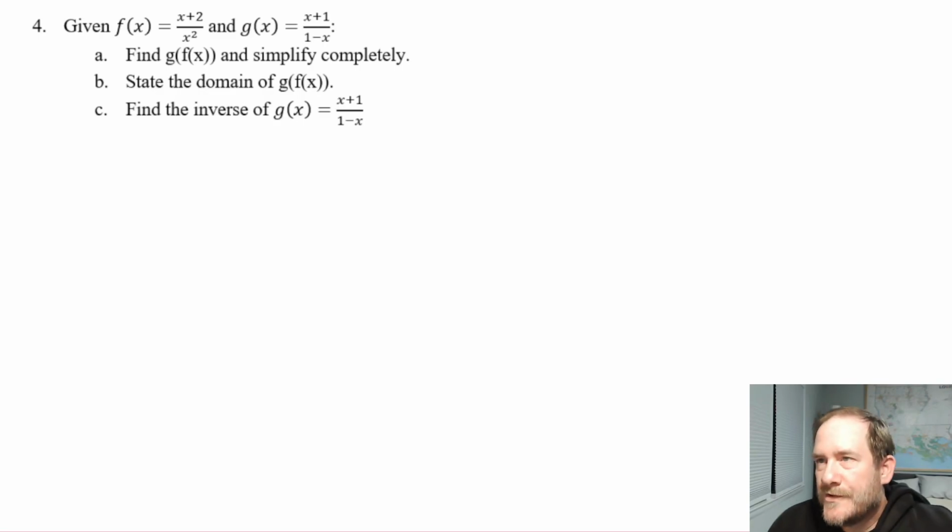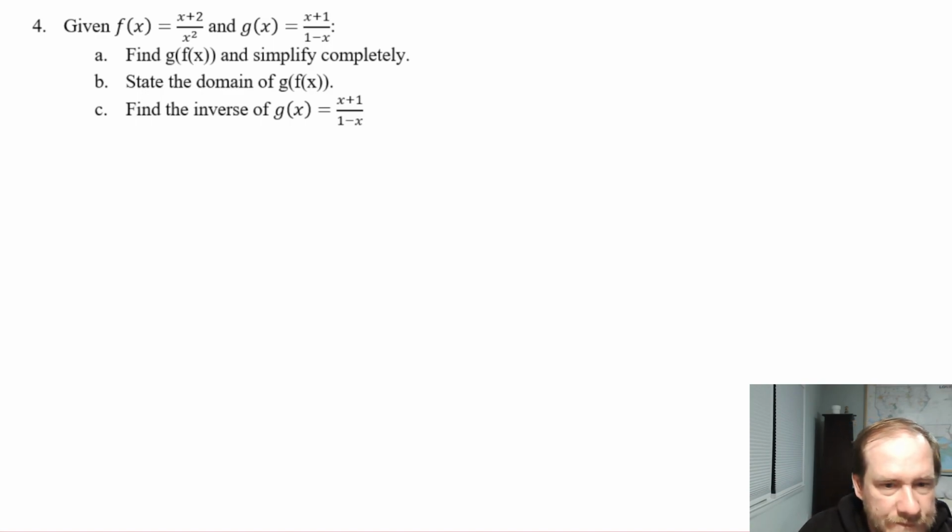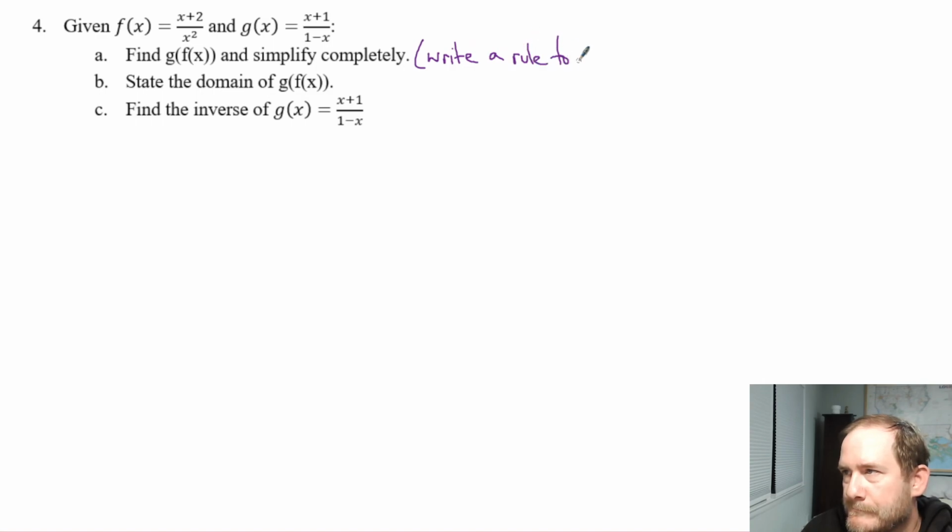Okay, so this is where a lot of people definitely had a lot of difficulty. So we'll probably end up spending a lot of time here. Let's find out. A says find g of f of x and simplify completely. So this, of course, is the write a rule to model thing. So this is the wording from previous quizzes, is we asked you to write a rule to model the function defined as g of f of x.